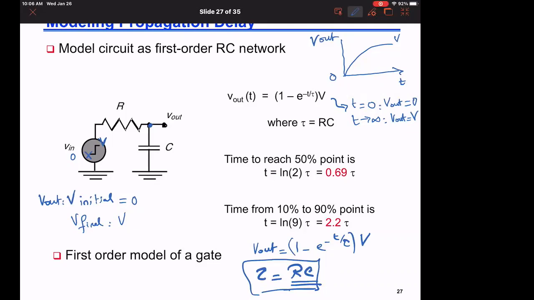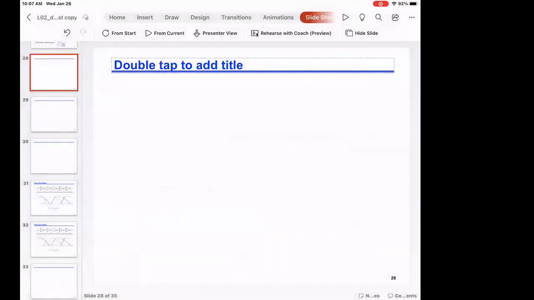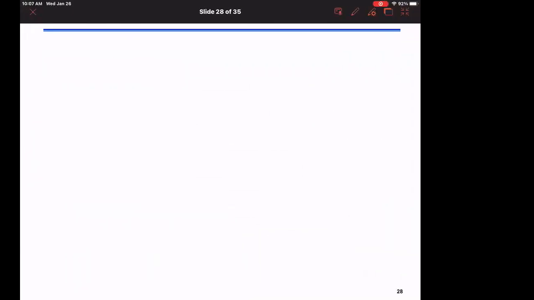From this quantity, they derive that the 50% delay for this specific circuit is 0.69 tau, and that the rise time, or the 10 to 90%, is 2.2 tau. I'm going to derive these two quantities for you. Okay, so let us see how we derive these quantities.